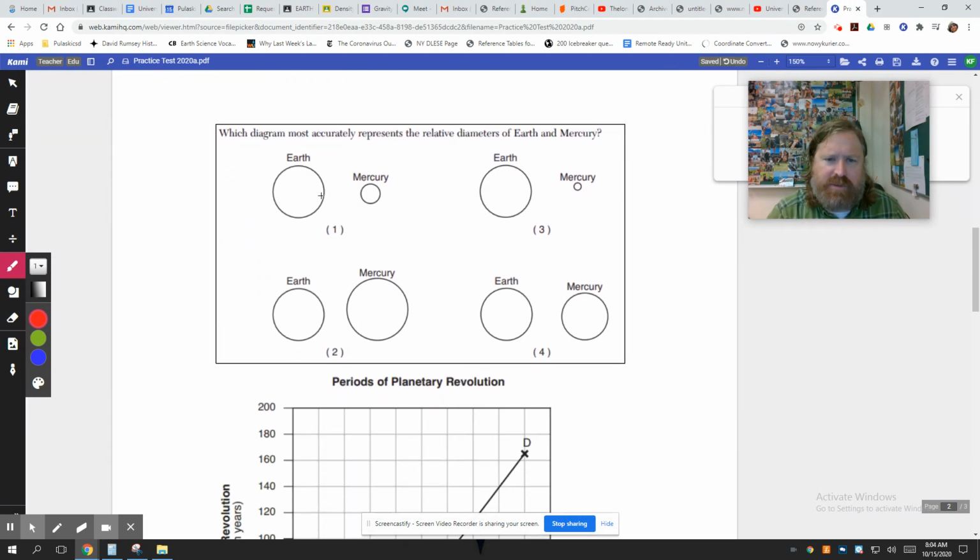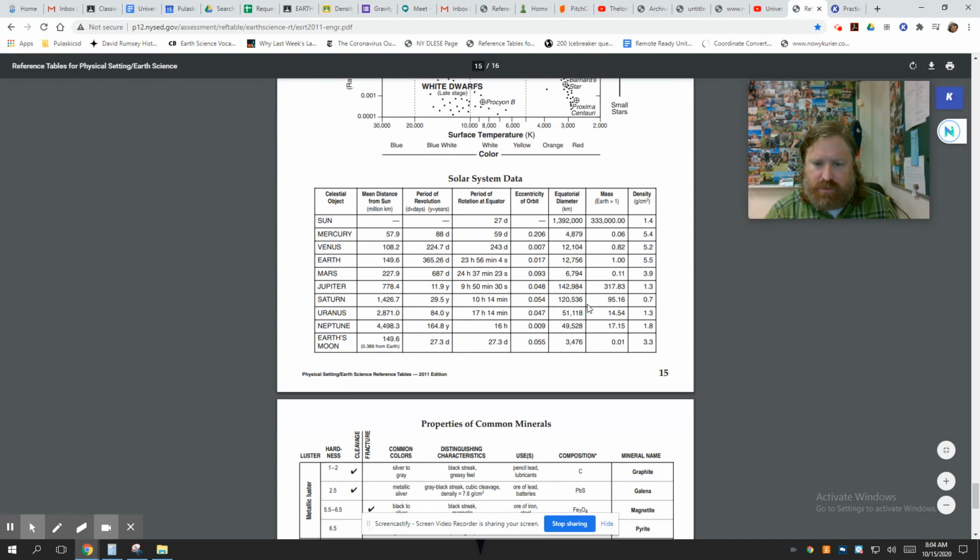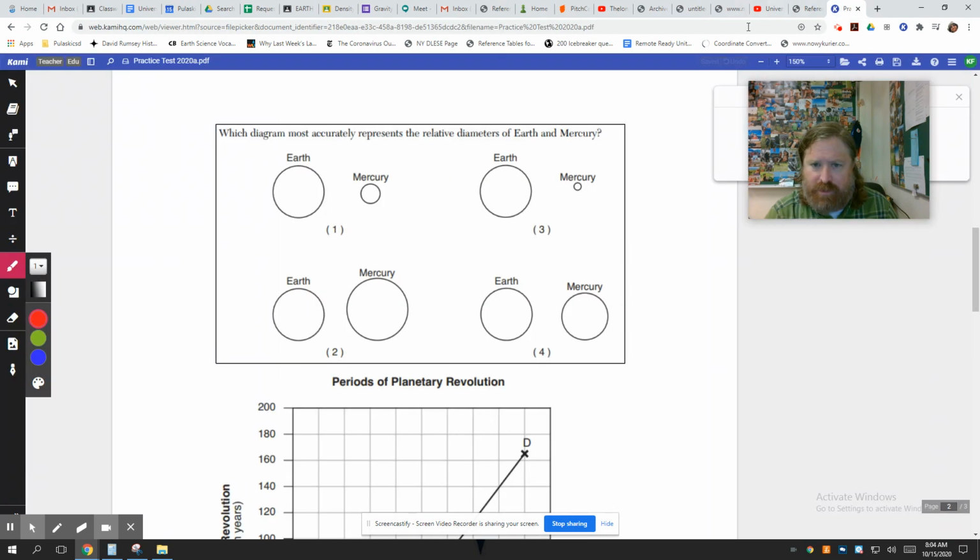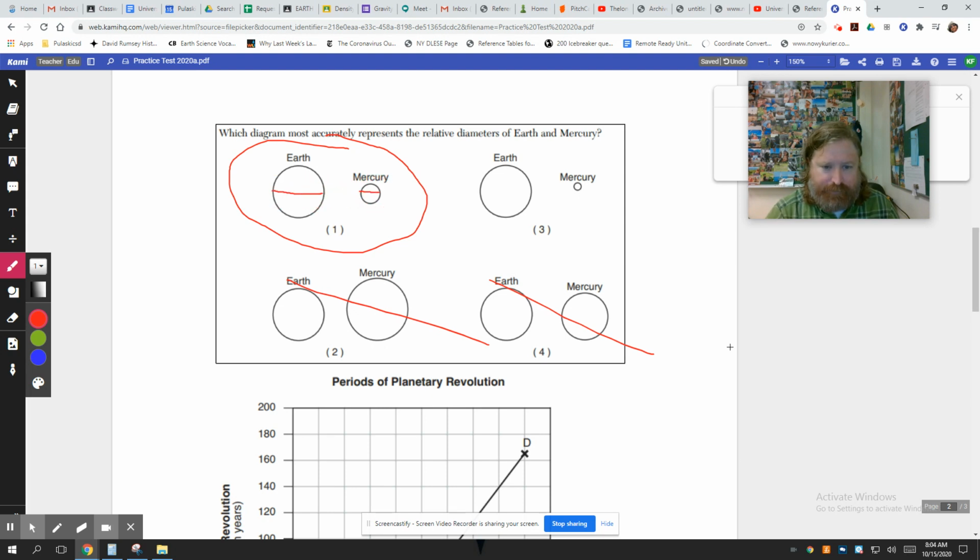Which diagram most accurately represents the relative diameters of the Earth and Mercury? So again, scale modeling based on information, not something I would ever tell you to go home and memorize about how big these two are relative to each other. So just use the information we got. Earth's about yay big. Mercury is about yay big. So what do you say? I mean, if I'm going real rough, there's about 3 Mercuries in an Earth. So no way, it's not bigger. That's looking pretty tiny. I'm thinking I like number 1 the best. If that's about 12,000, that's about 4,000. I could buy that.